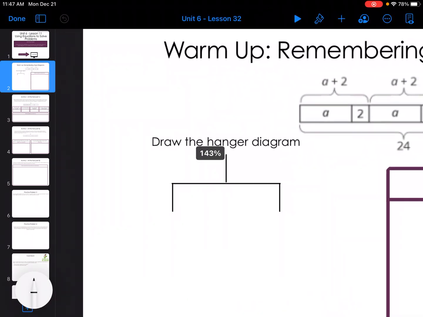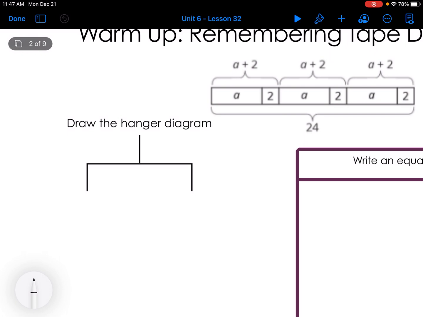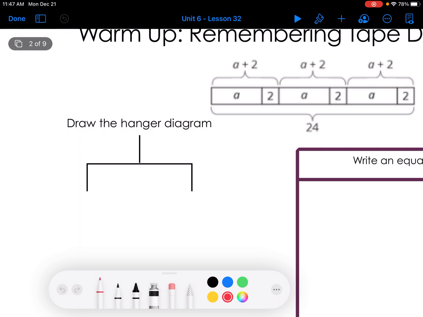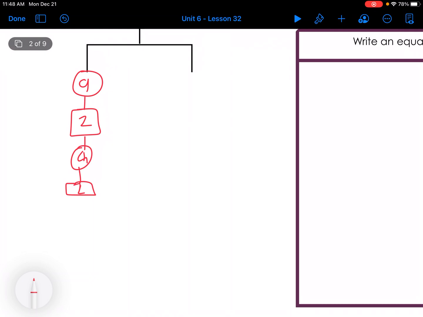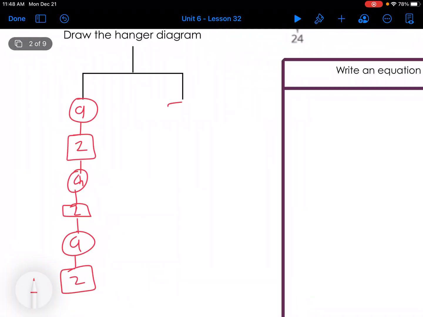All right, so I have A plus 2, right? I should probably be using my colors. And then I've got an A plus 2. And then I have an A plus 2. Then I've got it's equal to 24. I love it when it's all positive. Okay, so now they want us to solve it. So I'm going to zero out.